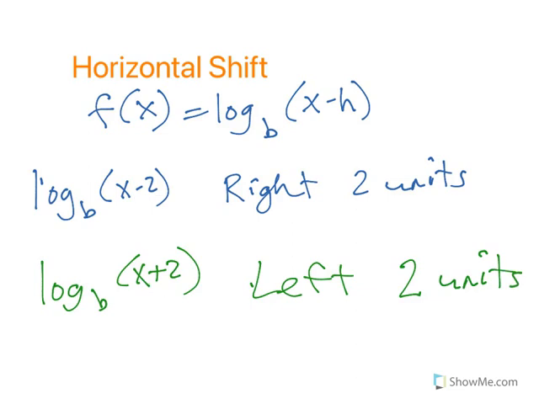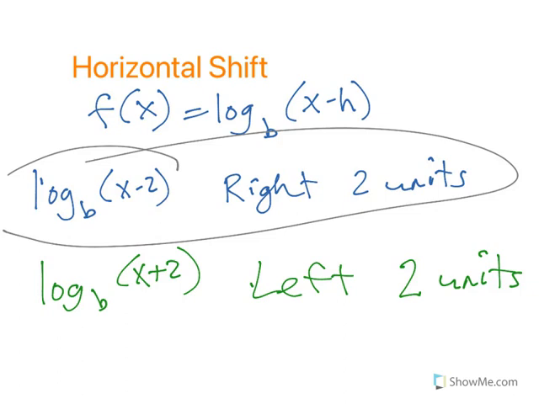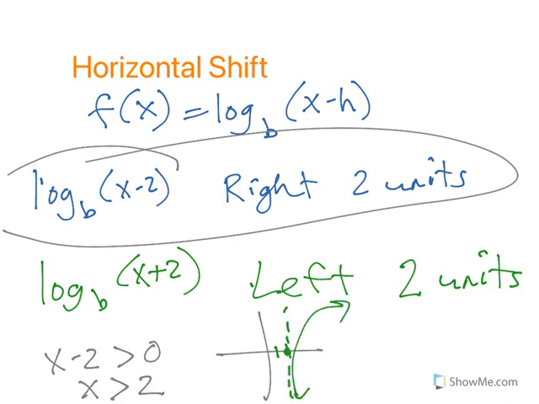Now, if you forget that, remember the idea of domain. If you set the argument, let's just say this one, greater than 0, because we know the argument of a log must be positive, and solve, that means x is greater than 2. So on our coordinate plane, here's 2. It has to be greater than that. That will also help you remember which way you're moving, if you think back to the argument must be positive. Now that's the horizontal shift.